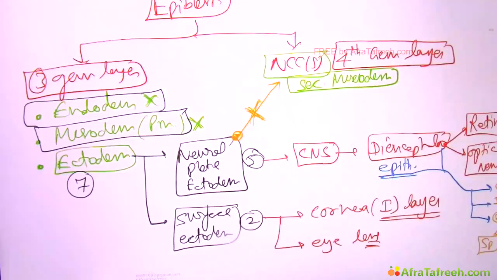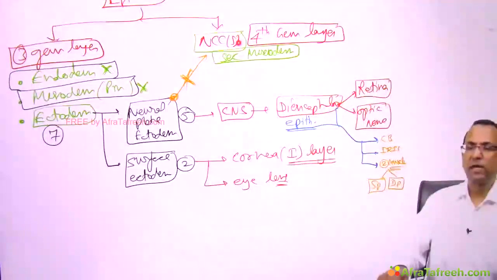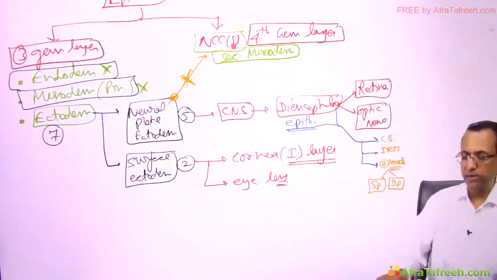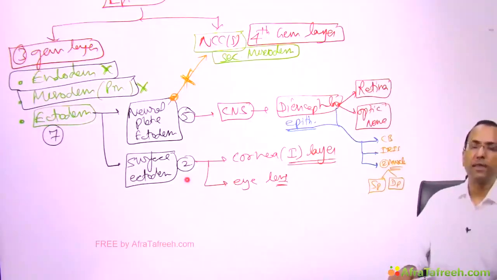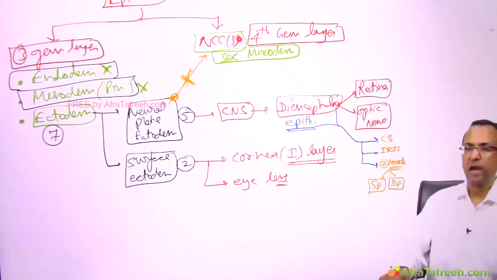The idea is very simple. If you know the seven derivatives of ectoderm, almost all the other answers should become neural crest cell in the development of the eyeball. If somebody asks about development of the eyeball, your answer should remain neural crest cell until somebody asks you the seven exceptions. What are the seven exceptions? Five from neural plate ectoderm and two from surface ectoderm. Okay, so if I know the seven things here, whatever question comes beyond that, the answer should be neural crest cell? Yes. And if not found, then mesoderm, secondary mesoderm.